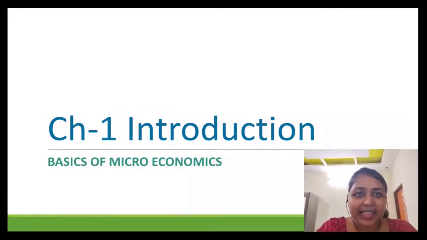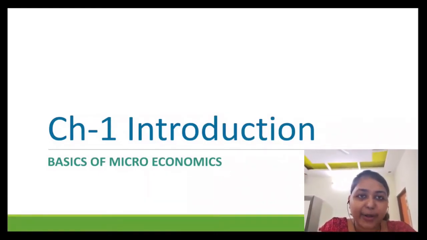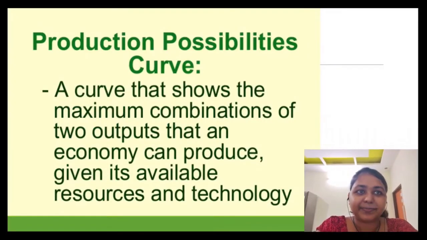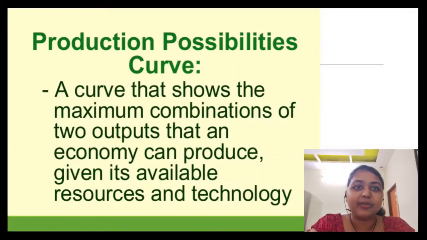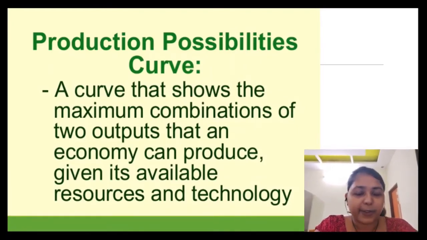So now let's start with the next topic. Again, that's related to the basics of microeconomics. So let's have a look at what we are going to learn today. So here it is. Today we are going to learn about the PPC curve, which is also known as PPF. The full form for this is Production Possibilities Curve or Frontier. That's an important part of the first chapter of microeconomics.